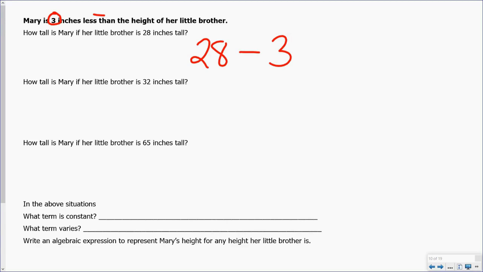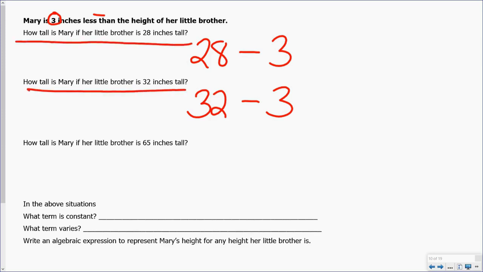How tall is Mary if her little brother is 32 inches tall? Well, her little brother is 32 inches tall. And again, Mary is 3 inches less than. So we're going to, again, subtract 3. And if you notice, we're not saying 28 minus 3 equals or 32 minus 3 equals, because an expression is just a mathematical statement representing the information that we have here. How tall is Mary if her little brother is 65 inches tall? Well, little brother is 65 inches tall. And again, we're going to subtract 3.